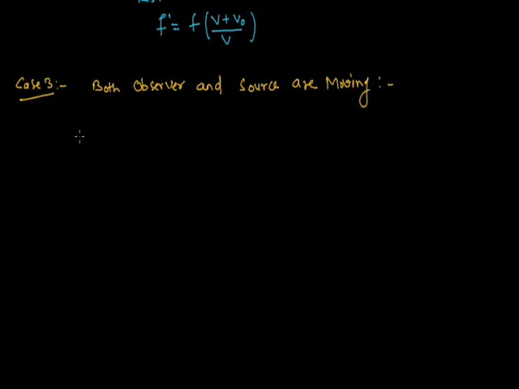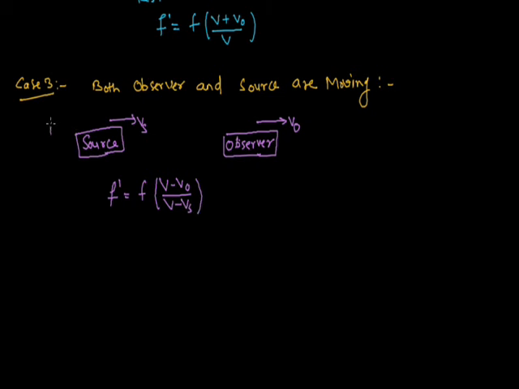First, that is the source. It is moving with vs velocity and the observer is also moving with v naught velocity. That means the source is moving towards the observer and the observer is moving away from the source. Then the frequency received by the observer will be f dash equal to f into v minus v naught upon v minus vs. That is the first condition.